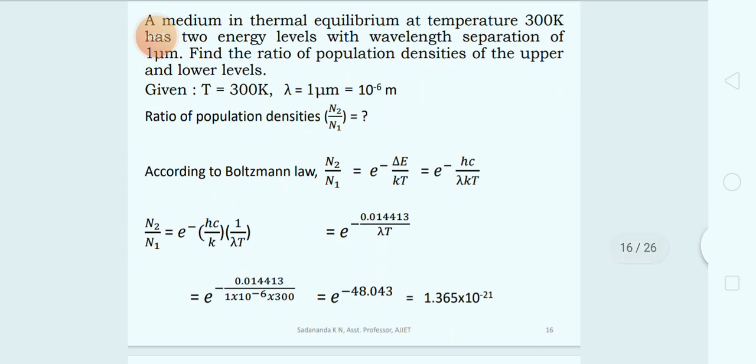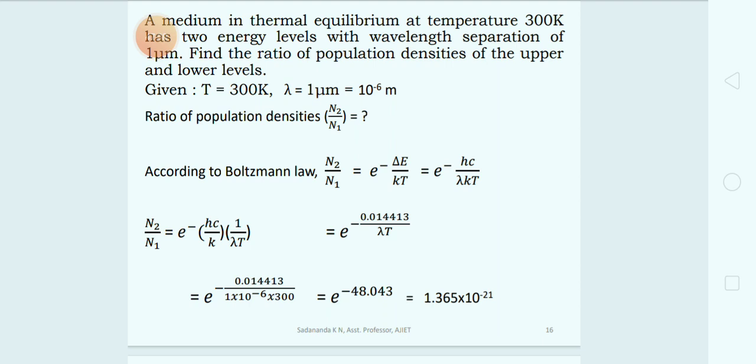That's the second problem. A medium at a temperature of 300 Kelvin has two energy levels with wavelength separation of 1 micrometer. Find the ratio of population densities of the upper and lower levels. In this problem you are supposed to determine the ratio of the number densities from the higher energy state to the lower energy state, that is n2 by n1, and temperature is given, that is 300 Kelvin. Also the wavelength separation is given, that is 1 micrometer, 1 × 10^-6 meter.